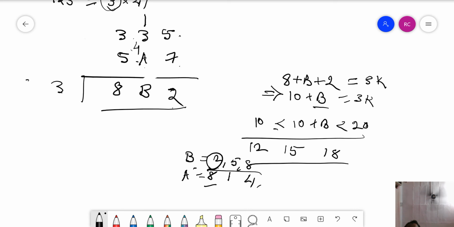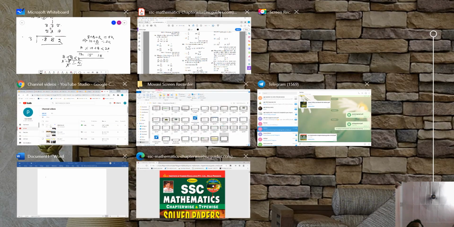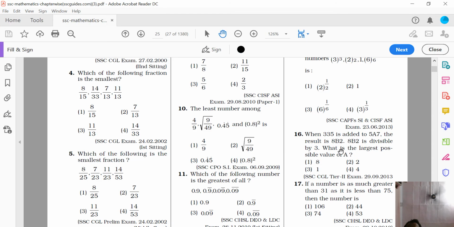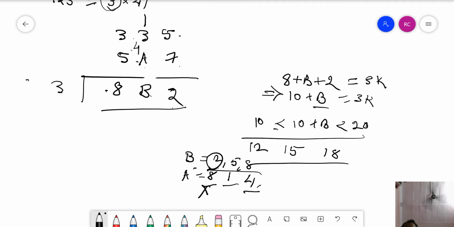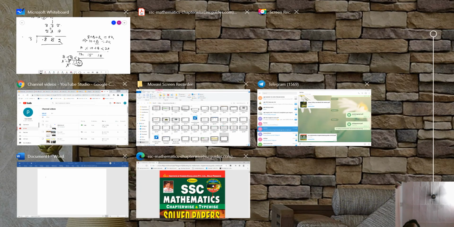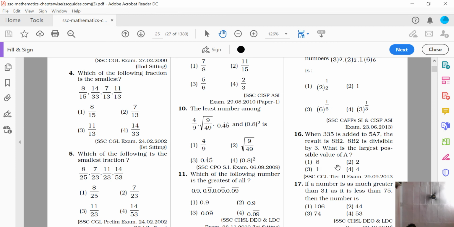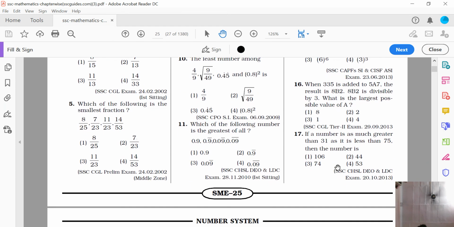Now clearly a cannot be 8, because in that case there would be a carry and this would not be 8. So that is out. A can be 1 and 4, but the question asks for the largest possible value. So the largest possible value would definitely be 4.